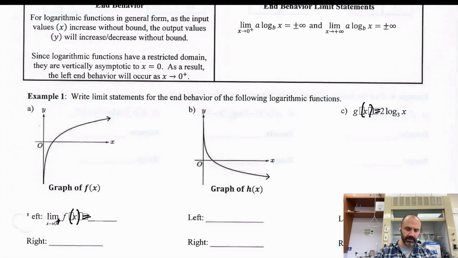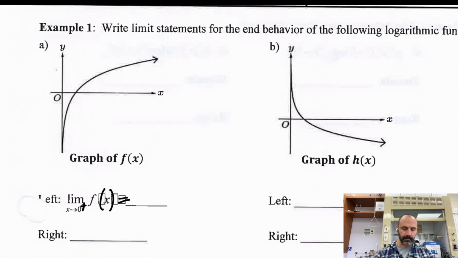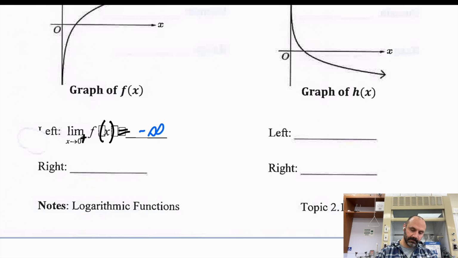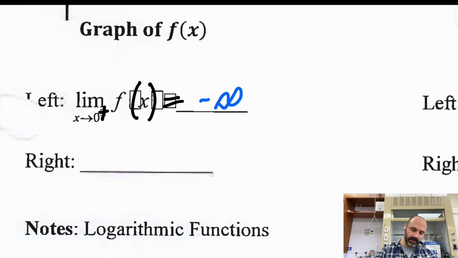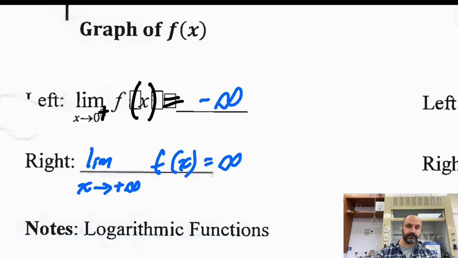I apologize, the formatting didn't come out right the first time here. But in example 1a, based on the shape of that graph, the limit as x approaches 0 from the right is negative infinity. So I'll write that in here. And as we're going out to the right, it's going up, so it increases without bound. So the limit as x approaches positive infinity of f of x equals positive infinity.